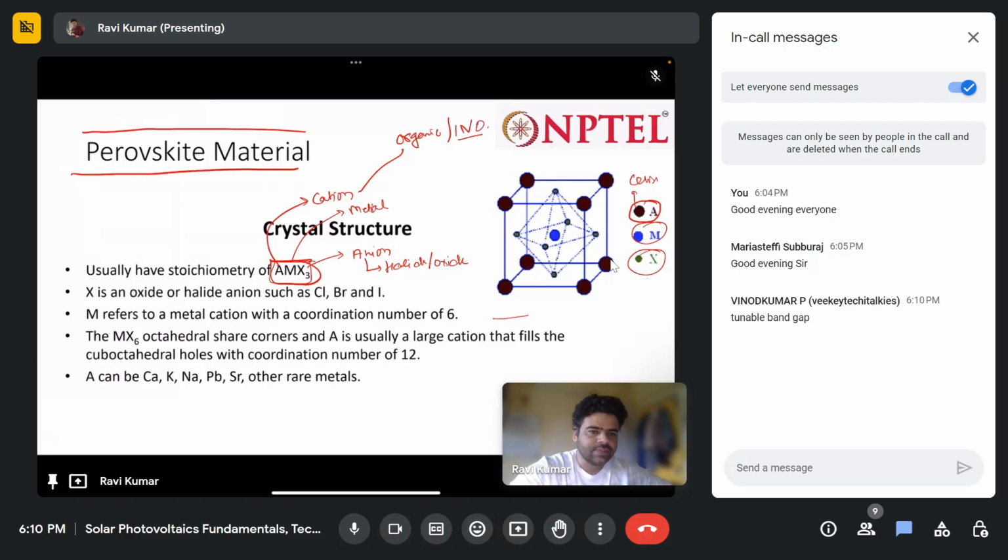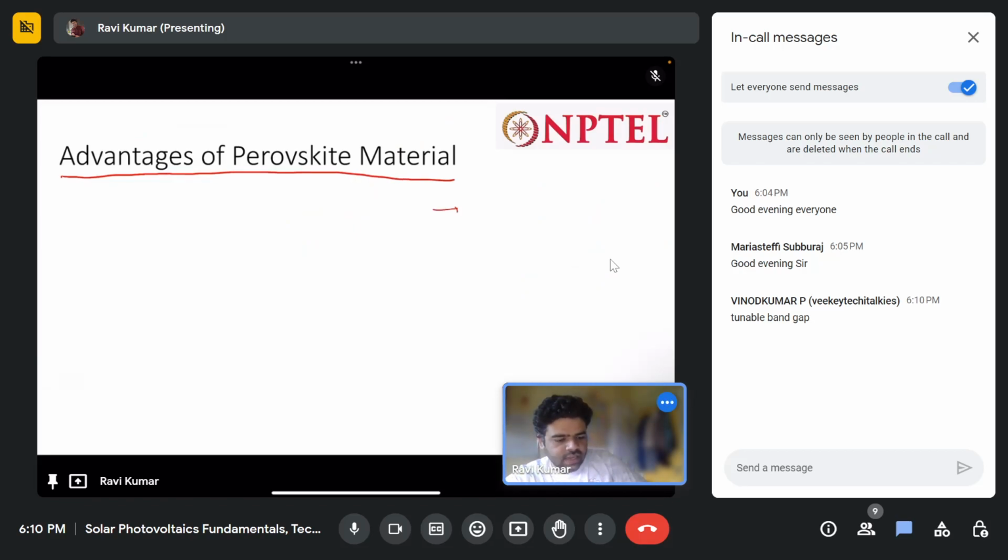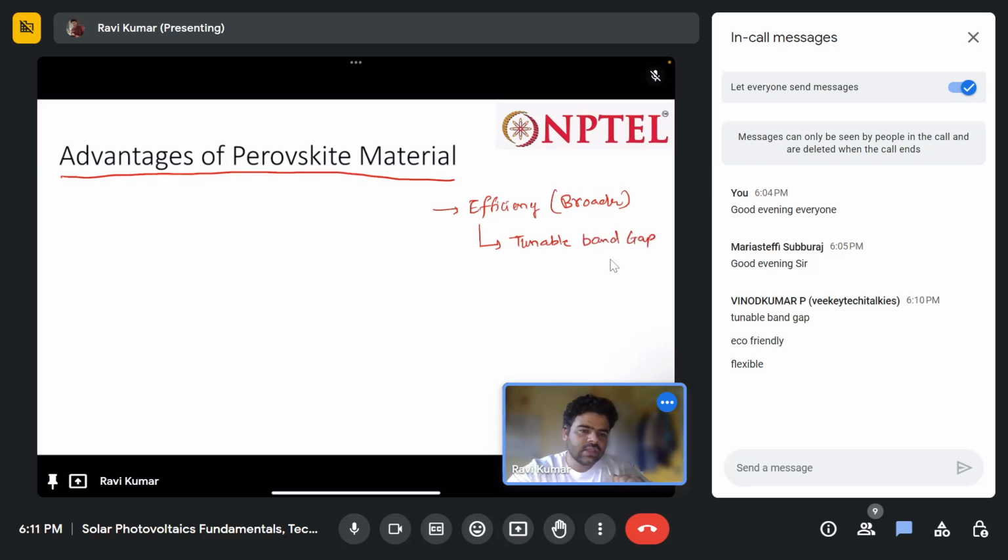Efficiency, yes. Someone said efficiency. Vinod said tunable band gap, right? Other than that, what are the advantages of perovskite material? Efficiency is a broader term; everything comes inside this. Eco-friendly? It is not eco-friendly, since we are using lead (Pb) here. Flexible, yes, it is flexible. One thing is right, tunable band gap. Just think about the characteristics which can affect the efficiency. Flexibility will not affect the efficiency, and eco-friendly nature will not affect the efficiency. Just think more.